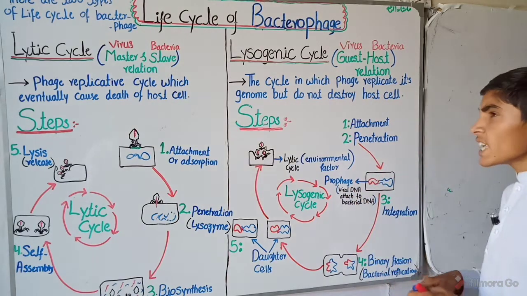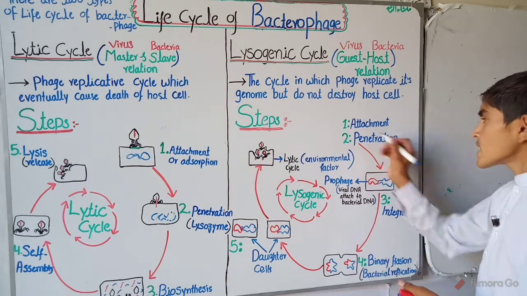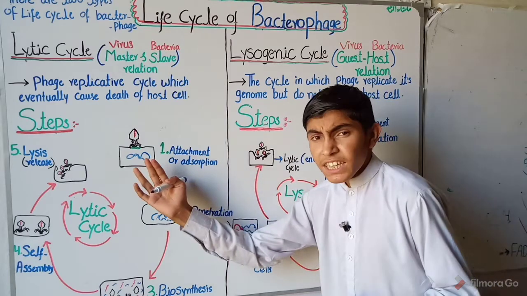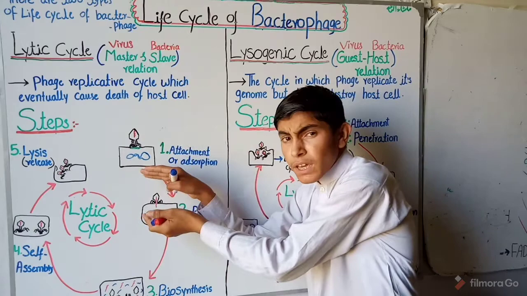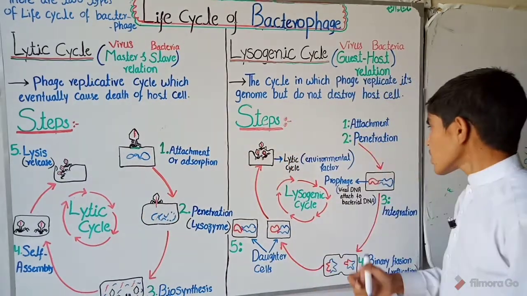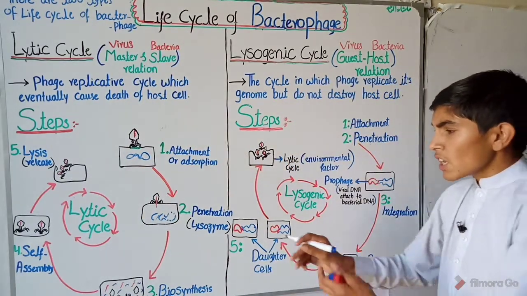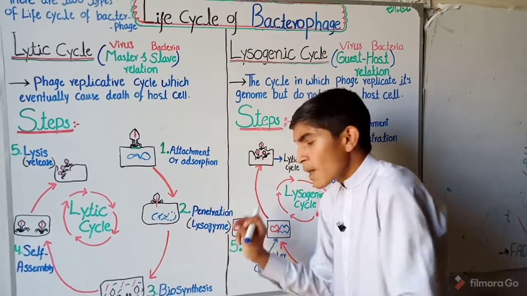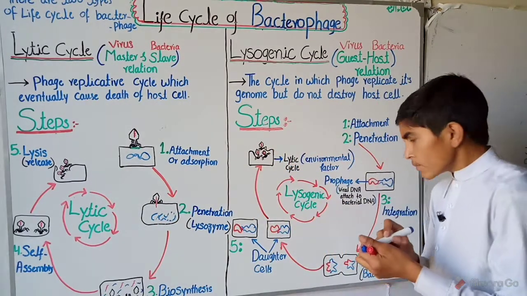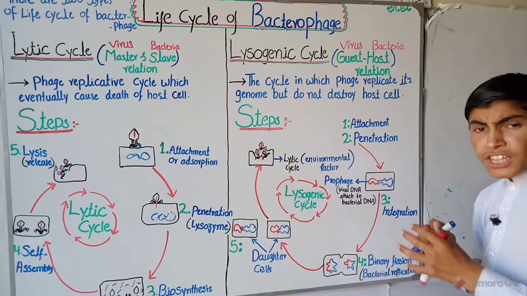Just like the lytic cycle, the first step is the attachment, the attachment of the virus to the surface of a bacterial cell, as we talked about in the lytic cycle. The second step is the same: penetration, in which the virus enters inside the bacterial cell. But the third step is different.